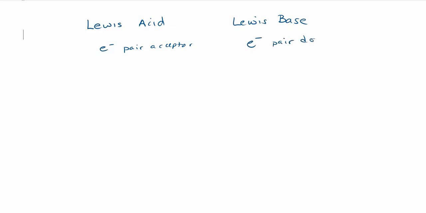In organic chemistry, we use two different definitions of acids and bases. We use the Lewis acid, the Lewis base, and we will use the Bronsted-Lowry. We're going to start with the Lewis acid and base. A Lewis acid is an electron pair acceptor, and that means the Lewis base is an electron pair donor. So let's give an example.